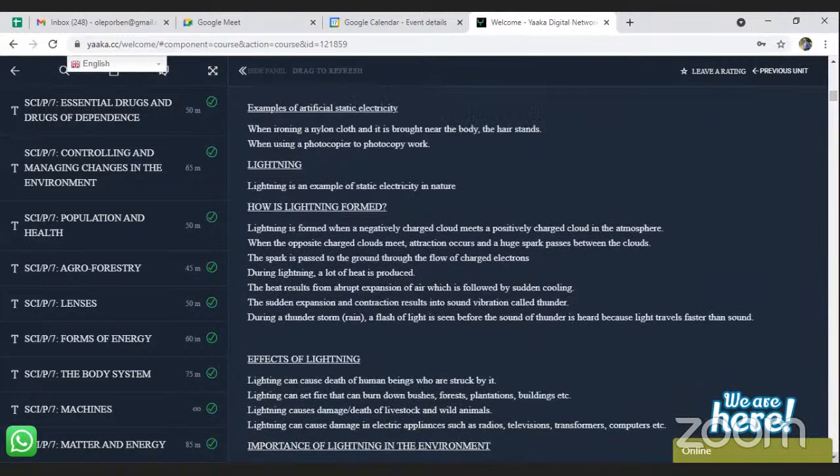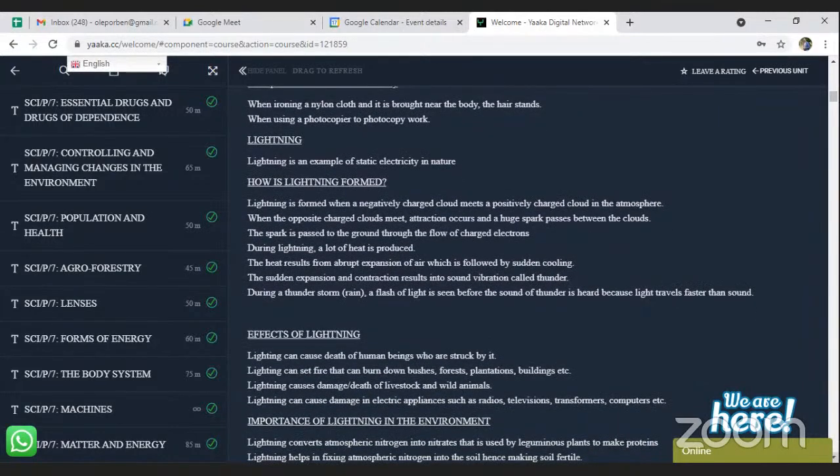Then lightning, this is an example of static electricity in nature. They like asking, name an example of static electricity in nature, or name an example of frictional electricity in nature. Simply say that is lightning.